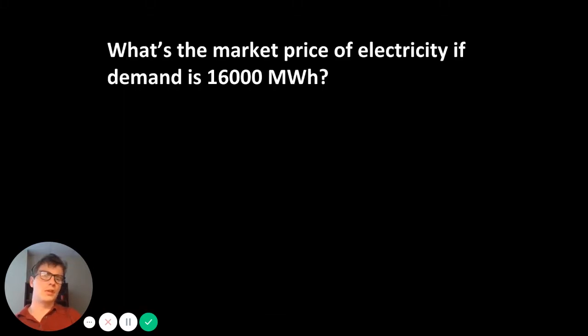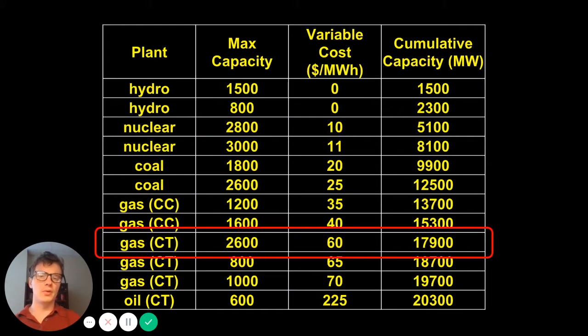And so if electricity demand is 16,000 megawatt hours in 1 hour, we go down and find the most expensive plant that would be required to meet that demand. And notice that the cumulative capacity here is more than the actual demand, the electricity we require, 17,900. But if we just rely on all the plants before it, we only get to 15,300. So we have to exhaust the first two natural gas plants, the CC plants, and then turn on the one that's circled here in red and only use 700 of its 2,600 megawatts of capacity.